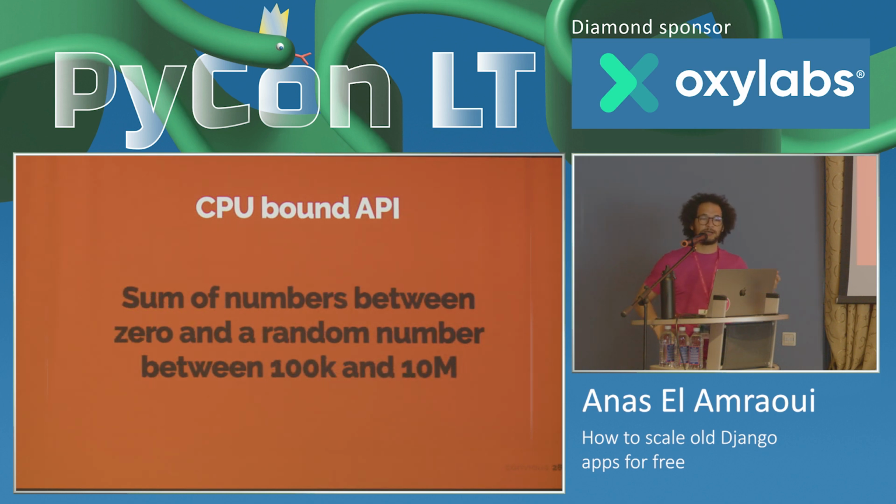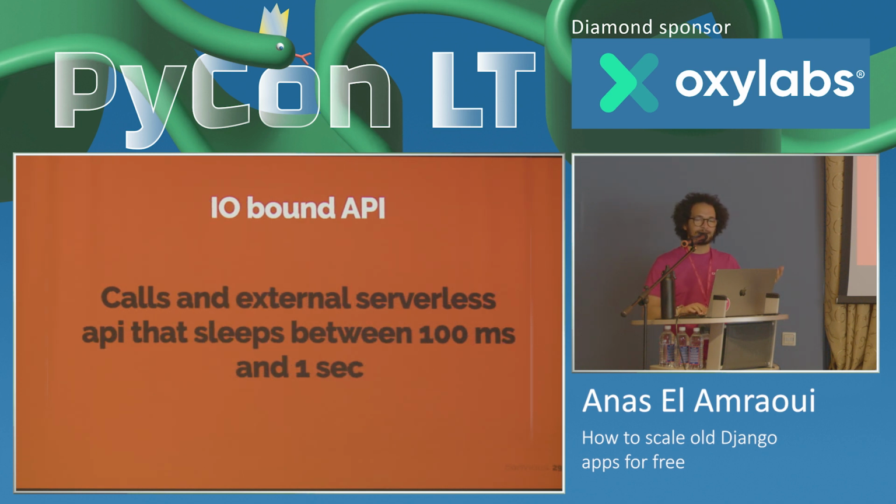So what the CPU bound API does, it makes a sum of numbers between 0 and a random number between 100K and 10 million, just to waste CPU cycles and show you how to not use the event loop. And there is an IO bound API, which calls an external serverless API that sleeps between 100 milliseconds and 1 second, and then it returns a response. This is just to simulate an external API that is slow.